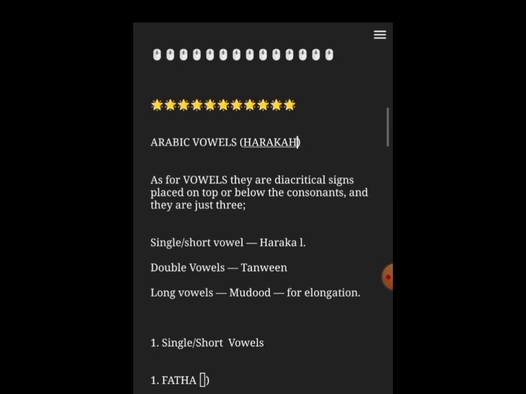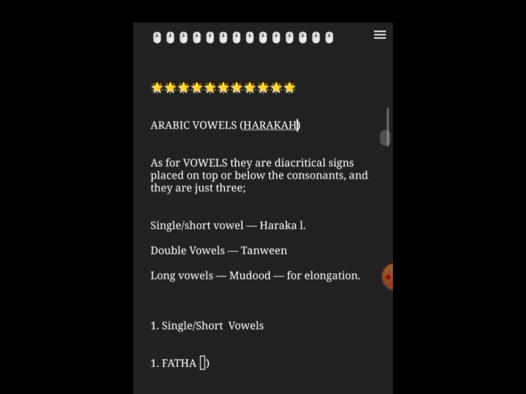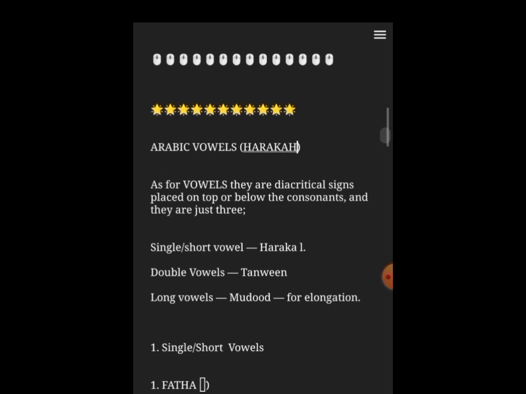They may be written physically on top of or below the consonant for non-Arabic speakers, and sometimes they may not be written physically. However, in terms of pronunciation, you have them there. These vowels are in form of diacritical signs. These vowels are in form of what? The diacritical signs, which we shall be looking at soon.